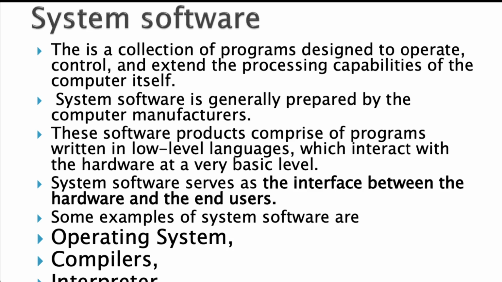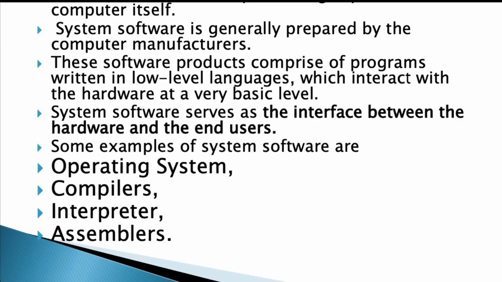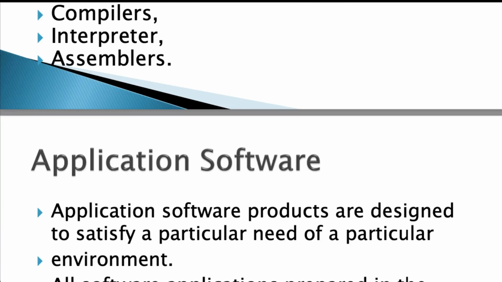And these kinds of system software are all prepared by computer manufacturers, and they are all written in low-level languages. Only then can the computer understand. These kinds of system software basically serve as an interface between the hardware and the end user. Some typical examples of system software are OS, compilers, interpreters, assemblers, etc.